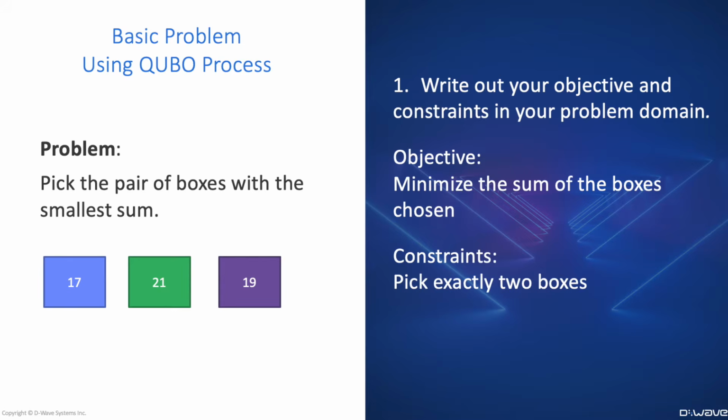So the first step is going to be write out our objective and constraints in the problem domain. And the objective is minimize the sum of the boxes chosen. Okay? In other words, the numbers that are in them, add them up and minimize that sum. So if I take, for example, 1 and 2, that's 38. That's 17 plus 21. You get the idea. The constraint is that I have to pick exactly 2 boxes, not 3, not 1, but I want to put a constraint on that 2 is selected. And so we've got an objective and constraints.